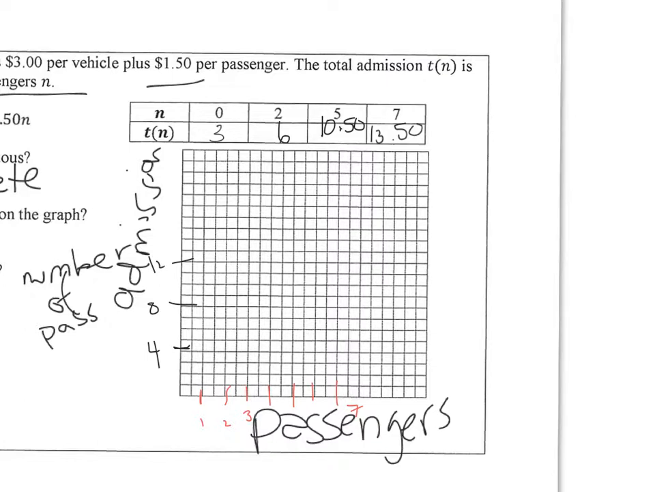So then I'm going to plot 0, 3, which is right here. 2, 6, 5, 10.50, and then 7, 13.50. Now, I could also take my time and plot the dots, and I should, but I should plot the dots in between here. Like I should figure out 1 passenger, 3 passengers, 4 passengers, 6 passengers, and plot the ones in between here too, because you should actually include those as well.